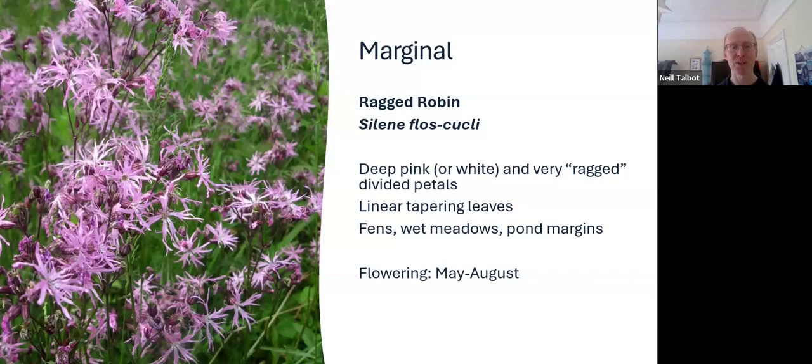The flowers on this species, I think once you've seen this, it's a relatively easy one to identify. But they also do have linear tapering leaves, so quite long, thin leaves. And as I said, you'd find these in the marginal areas like the fens and pond margins. And I've seen some of this flowering recently, and that'll flower till later in the summer.